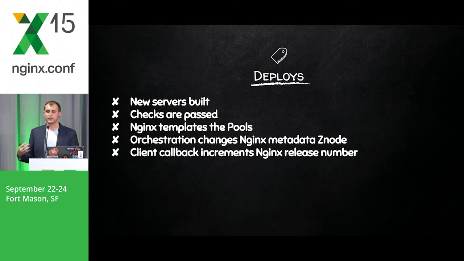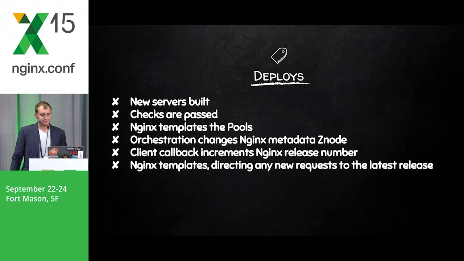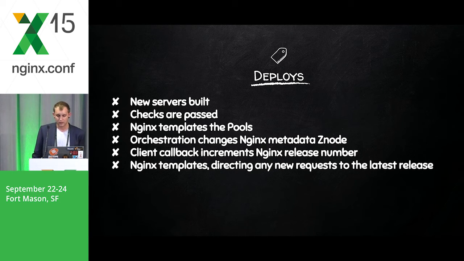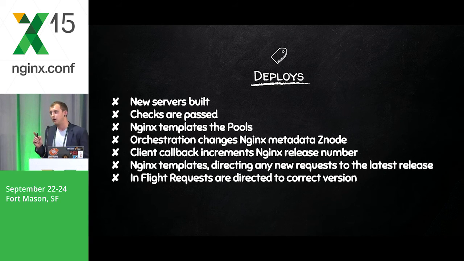As the client notices a change to NGINX's release version, it goes ahead and retemplates its configuration and directs traffic to the newest version for any new request. Now, what happens when you have a request that's in mid-flight between all these different microservices? You just switch versions on it.